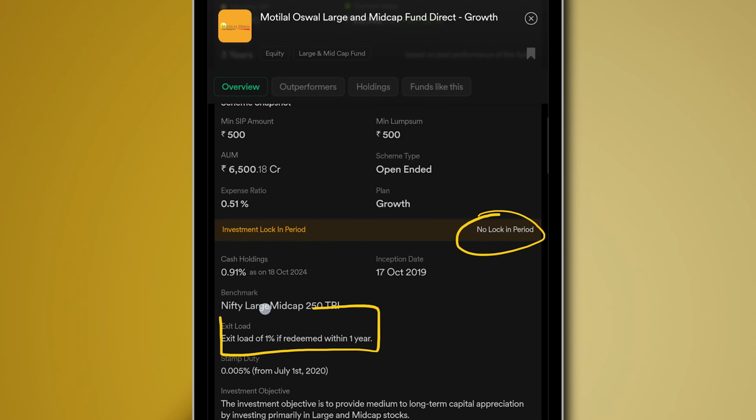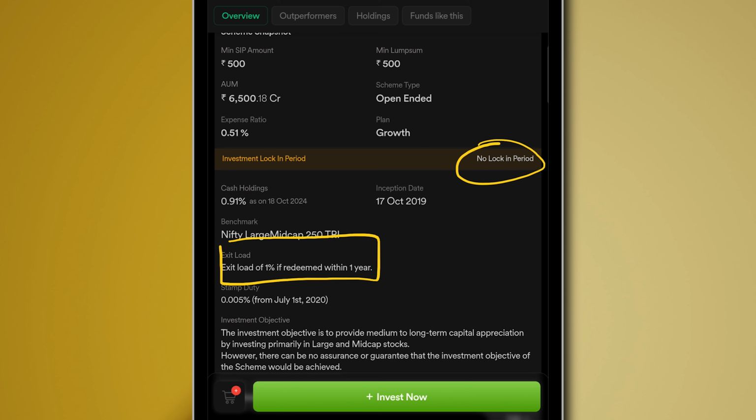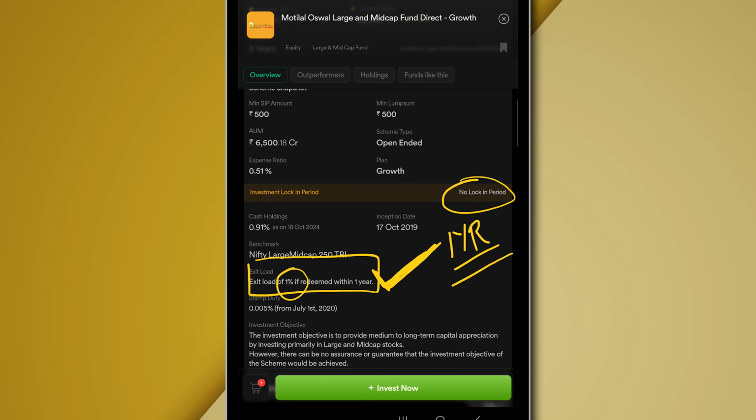And there is an exit load of 1% if redeemed within 1 year, which means that if I sell my units and I have been holding them for less than 1 year, I will pay a 1% exit load on my total sale amount. So that is the fund terms. The fund wants you to keep money for some amount of time. It is not locked in, but there is an exit load, or you could say a penalty, for removing it early. That's something you need to consider when investing in equity mutual funds.